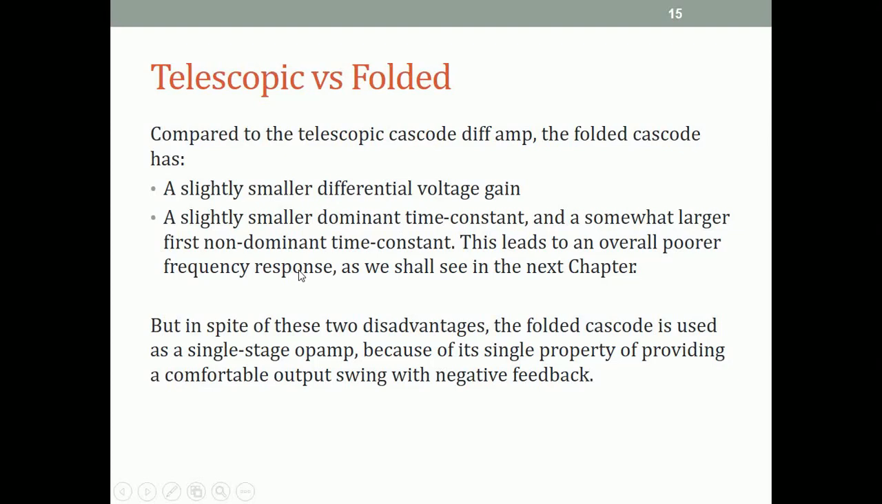I'm not explaining this. We'll look at this more closely in the next chapter. But the folded cascode has a slightly smaller gain, slightly poorer frequency response, and yet it is the folded cascode that is used widely as a single stage op-amp, and telescopic is never used as a single stage op-amp solely because of the output voltage swing under closed loop conditions.